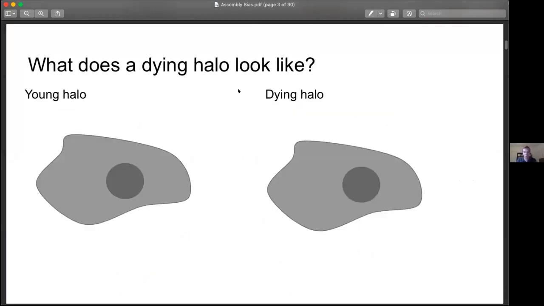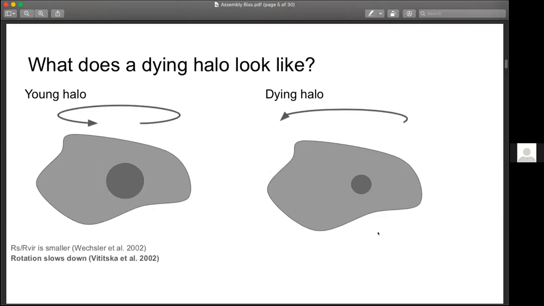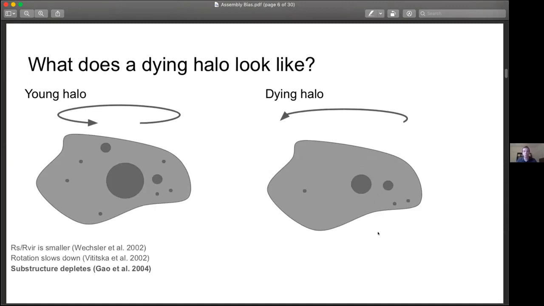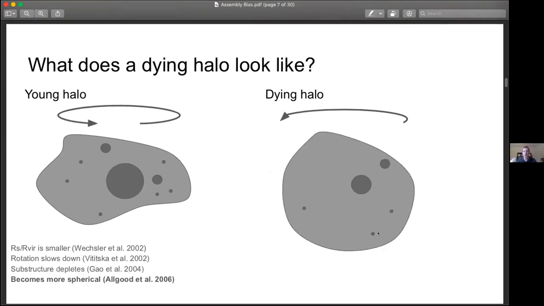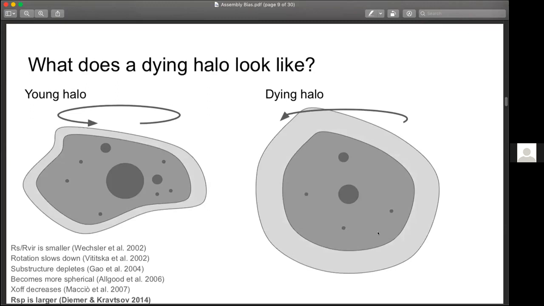Just as a review, I'm going to use some cartoons here. This left cartoon is a young halo, one that's actively growing, and the right cartoon is an old or dying halo, one that isn't growing or is losing mass. Older halos are more concentrated, so their central regions are smaller and have higher densities. They rotate more slowly. They have less substructure, and their substructure is less massive than it is for rapidly accreting halos. They relax into rounder shapes, and that relaxation also means that their center of mass is closer to the center of their potential. And the splashback radius expands.